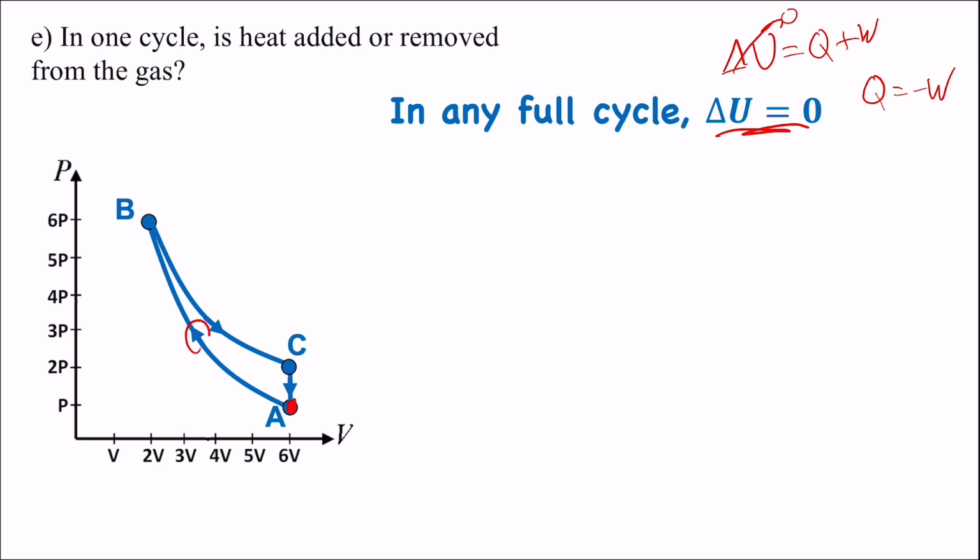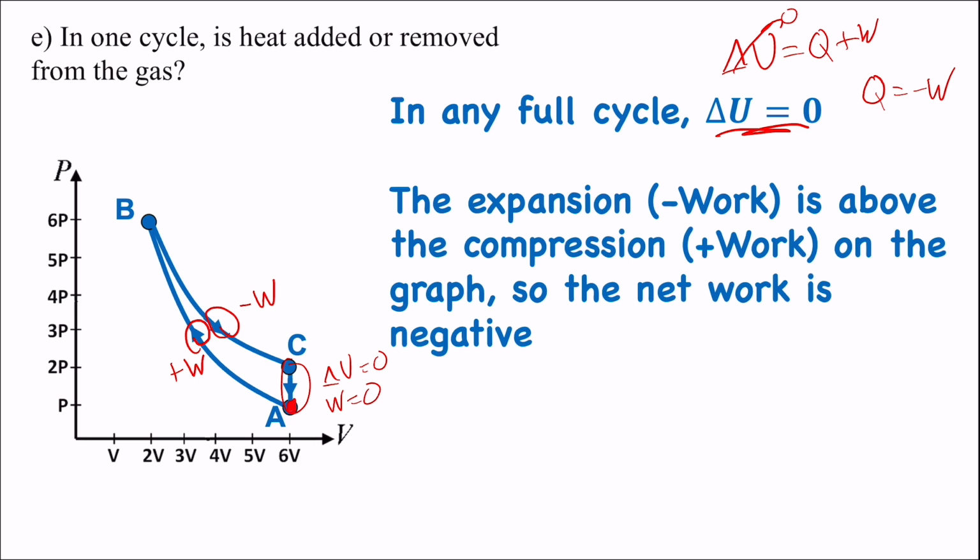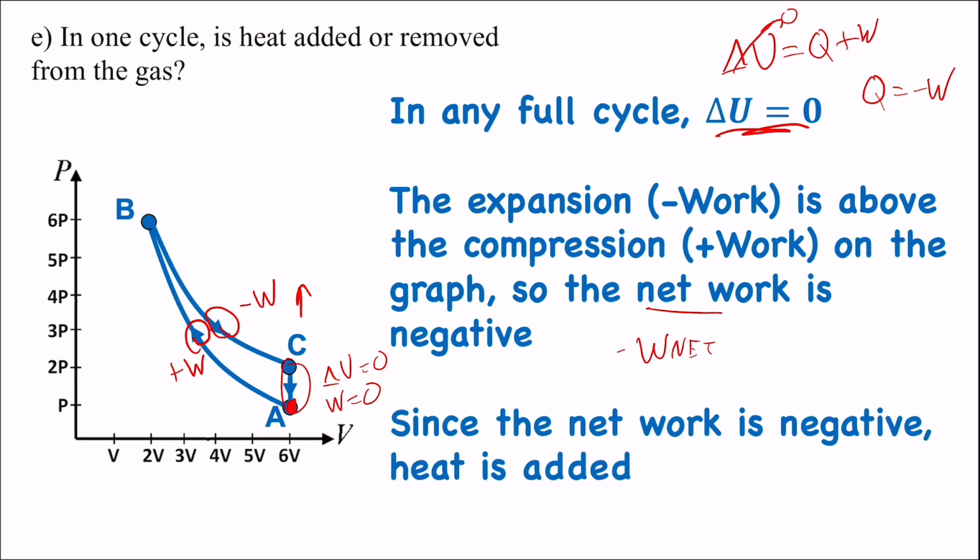So here I have a compression going from A to B. The compression is going to have positive work, and then I have an expansion going from B to C, which has negative work. C to A, of course, has no change in volume, so the work is 0. Now, there is negative work and positive work on this graph, but the negative work is higher on the graph, which means it has a greater magnitude, which makes the net work negative. And since the net work is negative, that means that there's heat added to the gas since Q is positive.